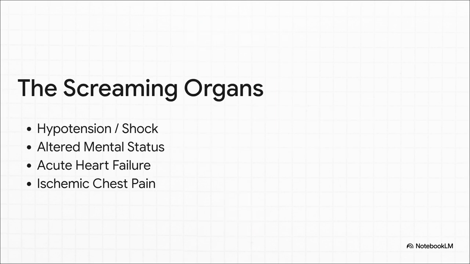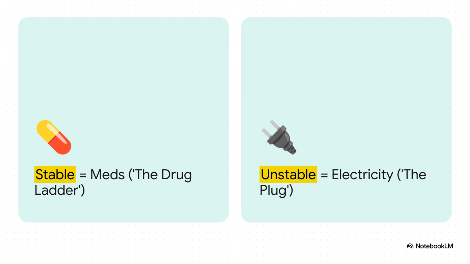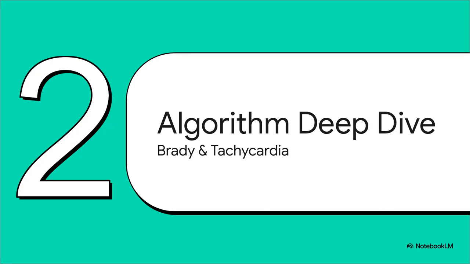That's the screaming organs rule, Dr. Collins. The patient is unstable if the arrhythmia is causing hypotension or shock, any altered mental status, acute heart failure, or ischemic chest pain. And in that situation, we don't have time to wait for meds to kick in. We go straight to electricity. So for tachycardias where there's still a pulse, that means synchronized cardioversion. If they're stable, well, then we've got the luxury of time to climb the drug ladder. Precisely. Stable means meds, unstable means the plug.